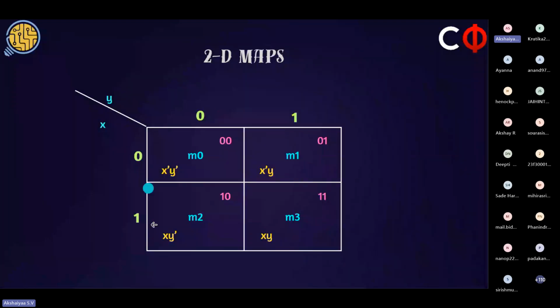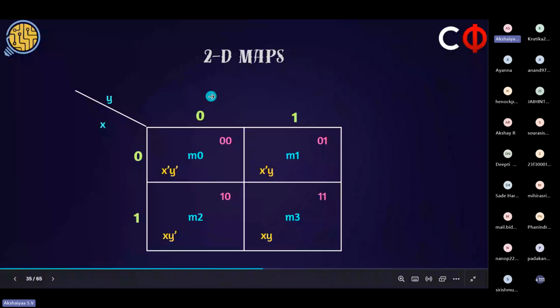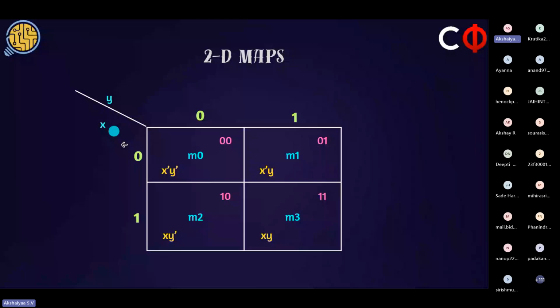Let's assume the first bit we are always taking to be x, and the second bit is always going to be y. You can keep it the other way also. It's just for consistency. That's it. You can keep it xy or yx. It's up to you guys.